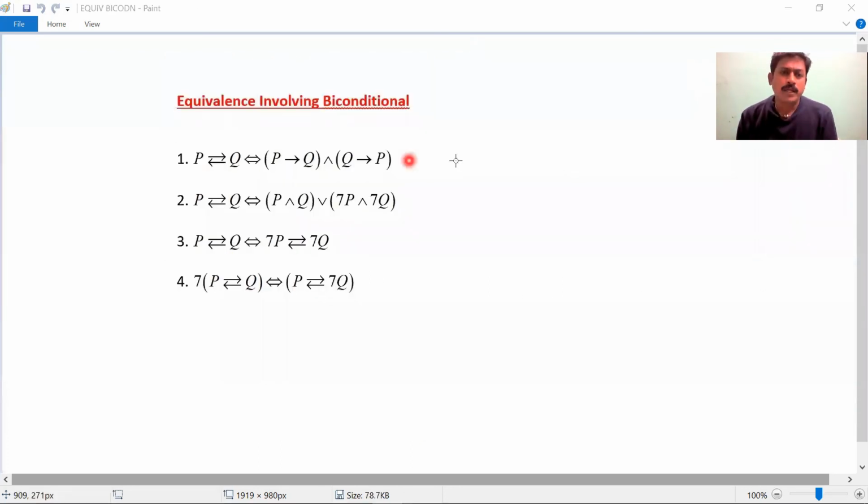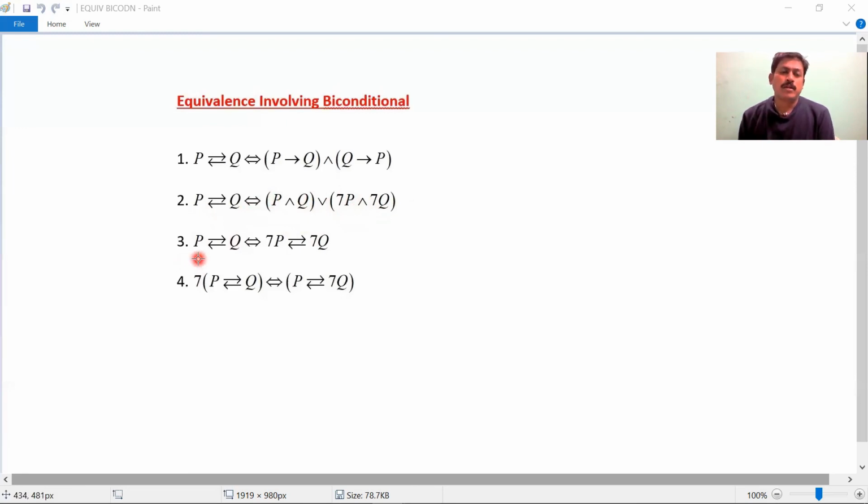The last one, equivalences involving biconditional. First one, P biconditional Q is equivalent to if P then Q and Q then P. Second one, P biconditional Q is equivalent to P and Q or not P and not Q. First we remember this P and Q. Here and is introduced, so here we put or. For this you take negation and you will get this term. This way you can remember this.